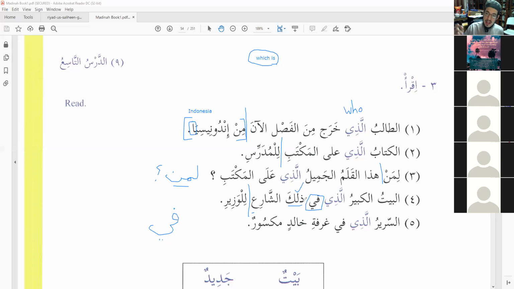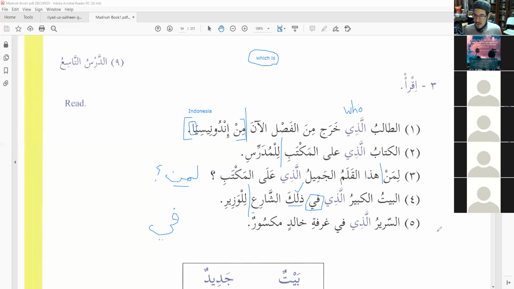Fi dhalika shari', you can imagine the person who's saying this is pointing. Al-baytul kabir alladhi fi dhalika shari' lil wazir. The big house on that street, or the big house that is on that street, belongs to the minister. Oh, we're rolling now. We're moving. MashaAllah.